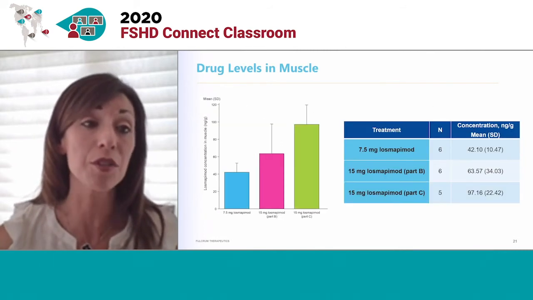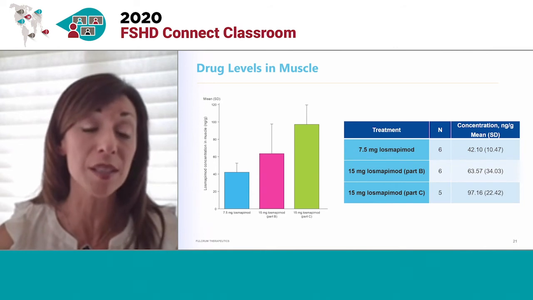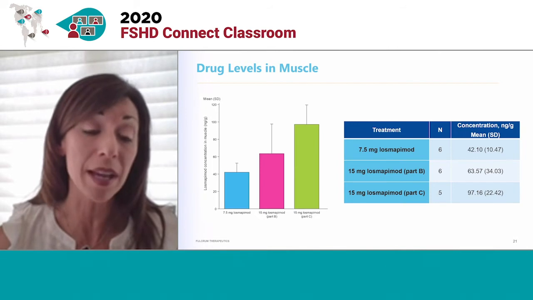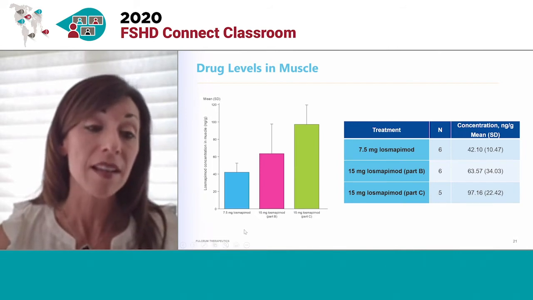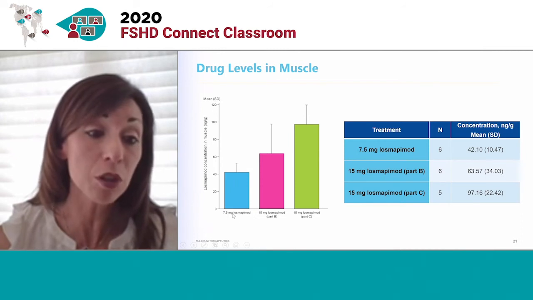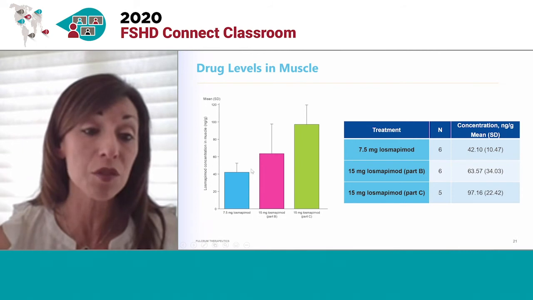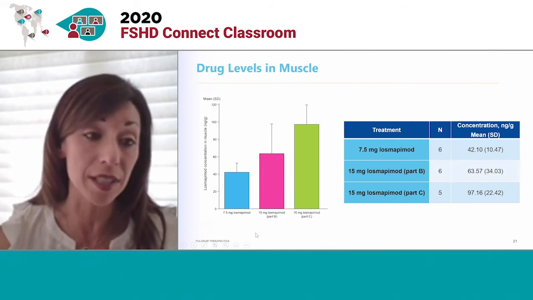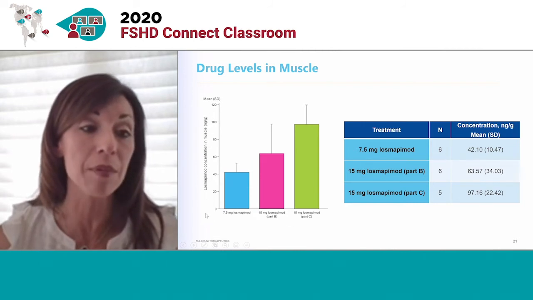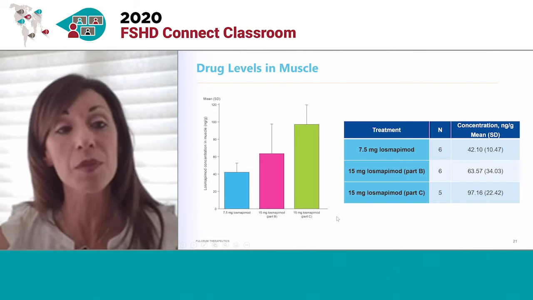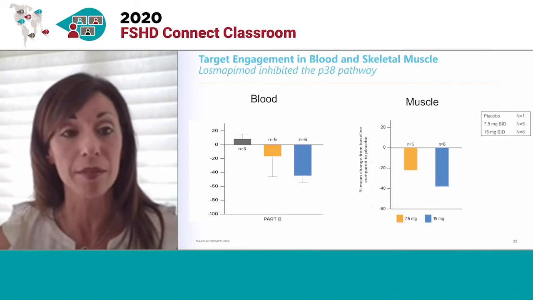We were also able to detect drug levels in muscle and similarly in blood, and these drug levels were dose dependent, meaning that at 7.5 milligrams of losmapimod, here represented in the blue, we see less drug, and we see greater amounts of drug at higher doses. Here on the x-axis is the dose of the losmapimod, and on the y-axis is the losmapimod concentration in muscle, and this was similar in both muscle and in blood.